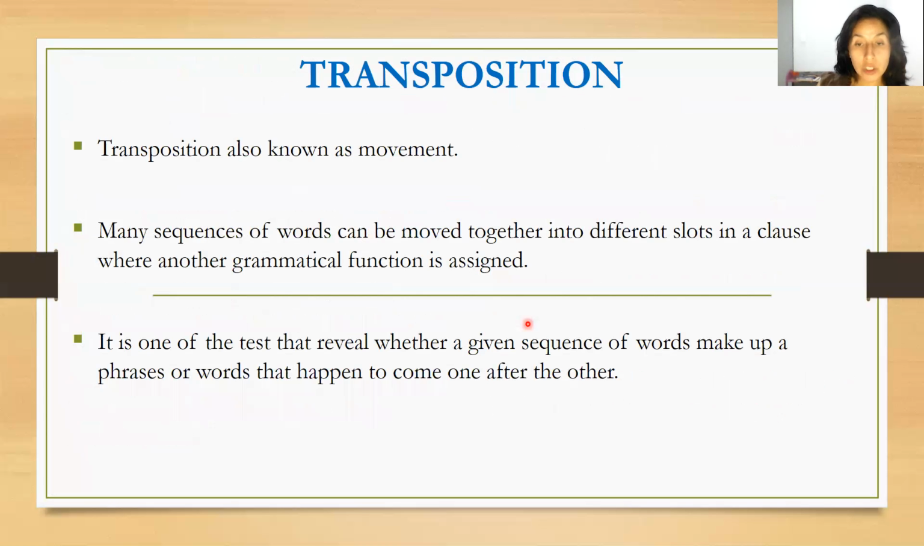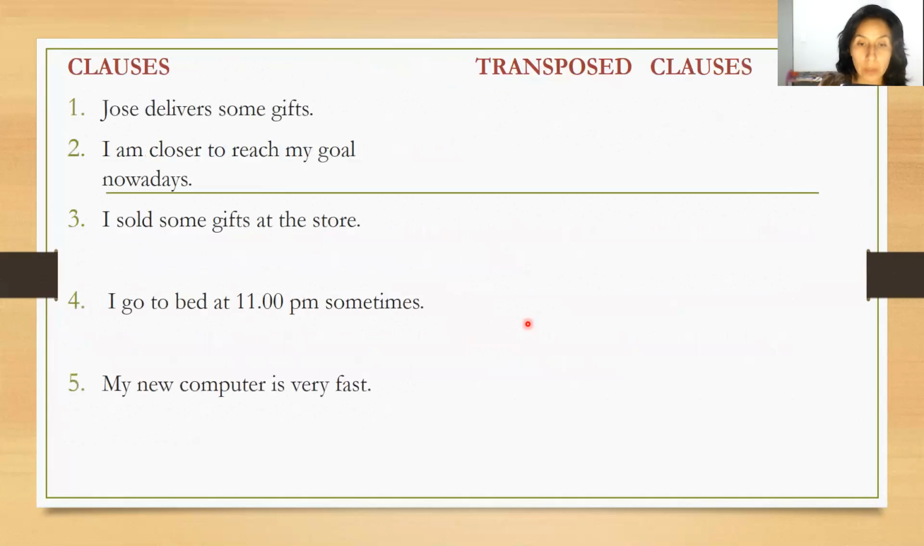Transposition. Transposition, also known as movement. So many sequences of words can be moved together into different slots in a clause where another grammatical function is assigned. Also, transposition is one of the tests that reveal if a given sequence of words makes up a phrase or words that happen to follow one after the other. I have some examples. Some gifts were delivered. In that example, the active clause can be transposed into a passive clause, and it is grammatically correct.